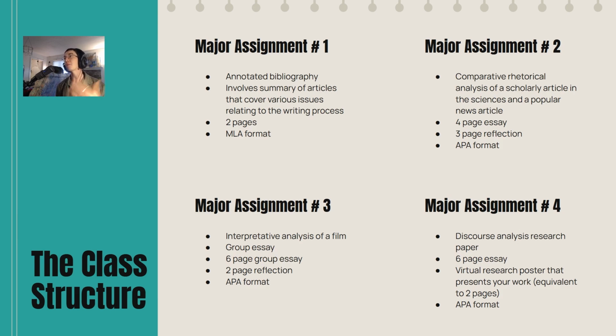You're going to write up a research paper. And then you will create a virtual research poster that is presenting your work, and that will fulfill the 2 pages of the requirement for the class. So you're going to be writing in lots of different disciplines. That second assignment is working within the natural and applied sciences, assignment 3 is within the humanities, and assignment 4 is in the social sciences.